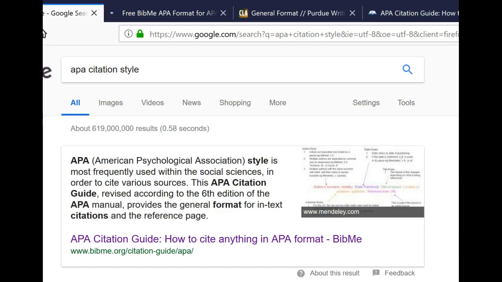To find out more about APA citation style, you can Google it. I recommend, in terms of looking at sources, looking at things from the Purdue OWL. That's a pretty well-known writing resource. OWL stands for Online Writing Lab, and they have a lot of good information on citation and various writing issues.